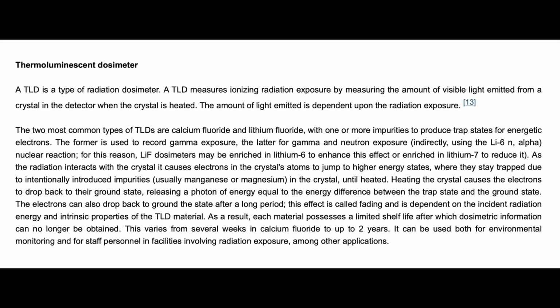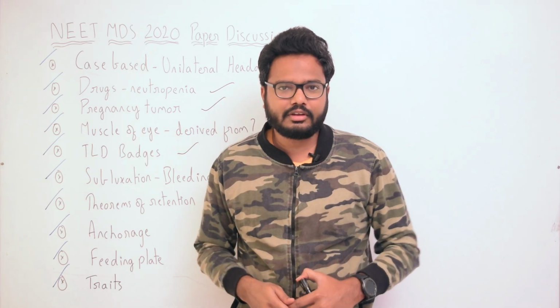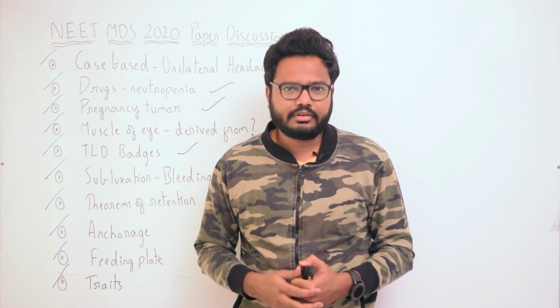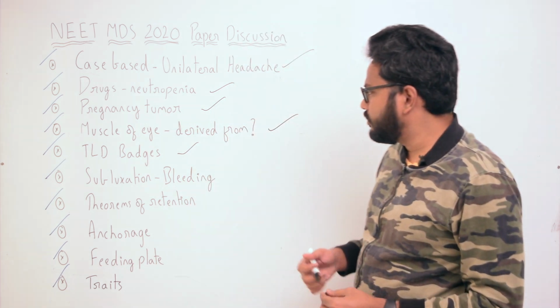The TLD measures ionizing radiation exposure by measuring the amount of visible light which is emitted from a crystal in the detector when the crystal is heated, and the amount of light emitted is dependent upon the radiation exposure, and you can find additional information here in the form of literature, right? Now let's move on to the next question.